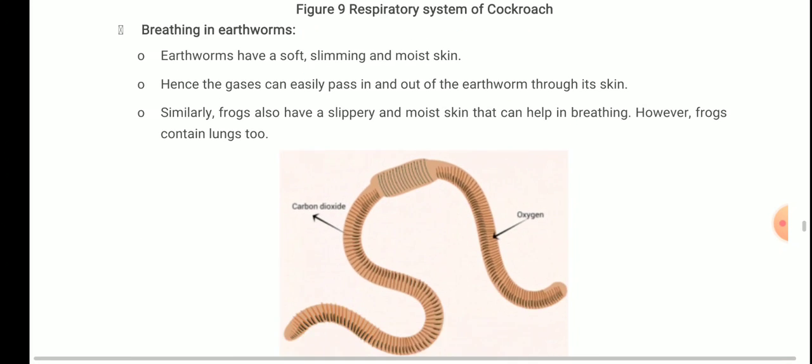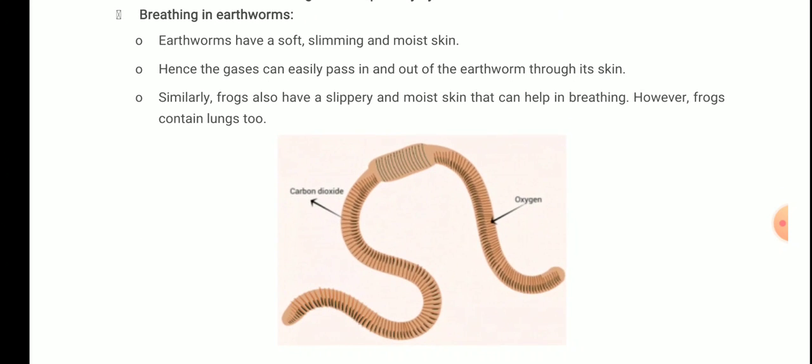Next is breathing in earthworms. Earthworms have a soft, slimy and moist skin. Slimy skin is present, so that is why it is said that it has a soft, slimy and moist skin. Hence, the gases can easily pass in and out of the earthworm through skin. Similarly, frogs also have a slippery and moist skin that can help in breathing. However, frogs contain lungs too, because we are discussing the amphibia. Whenever it is in the water, it cannot breathe through the lungs. So, there it respires through the moist skin, but when on the land, it can respire through the lungs.